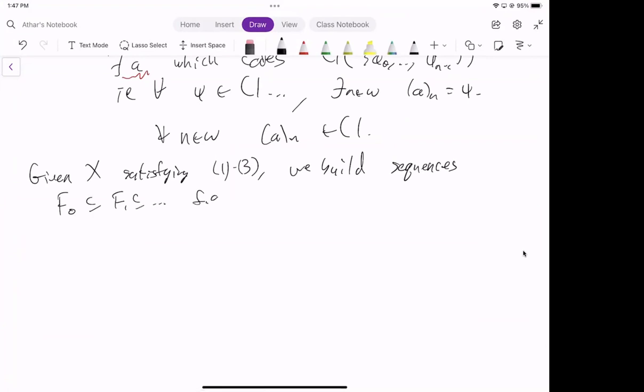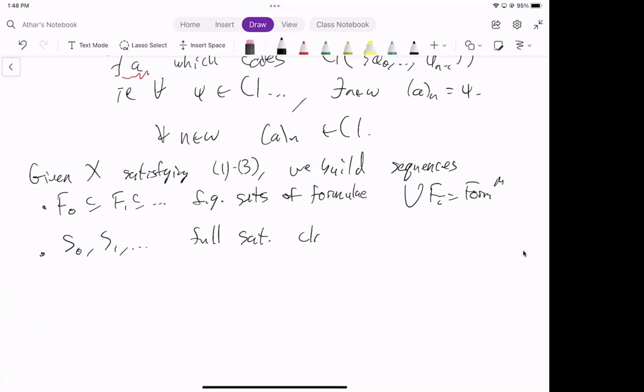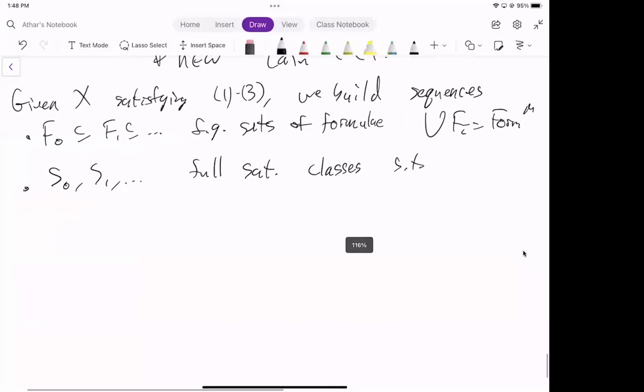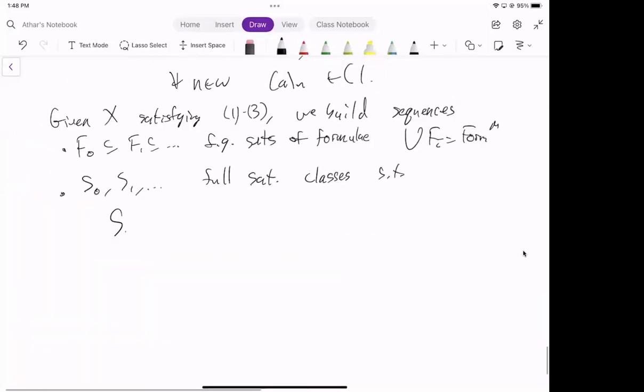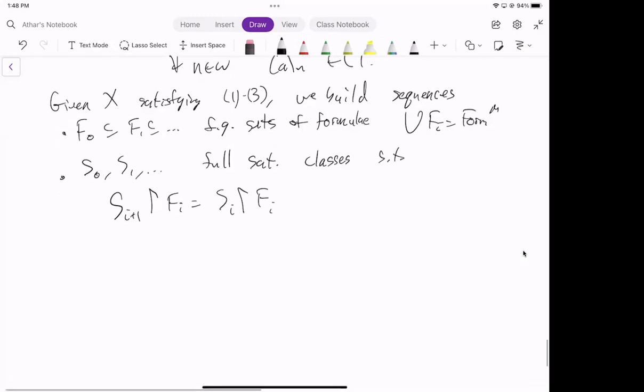Of finitely generated sets of formulas such that the union of these F_i is all formulas in M. And then S_0, S_1, etc. that are full satisfaction classes such that the (i+1)-th satisfaction class is going to agree with the i-th satisfaction class on formulas from F_i.